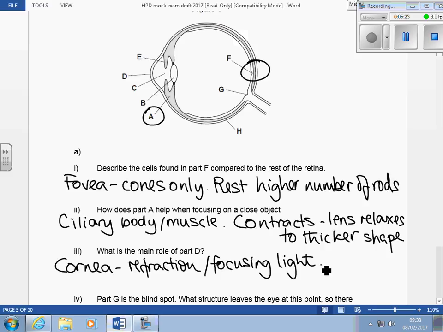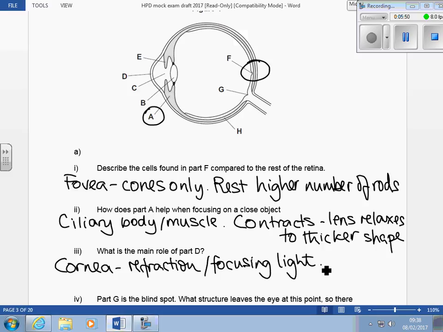Front bit is the cornea. Yeah? It's the front part of the sclera. Sclera is the bit. Yeah, yeah. And then so the sclera is protecting, it's holding the eyeball in shape. And then D, the cornea, is the little window in the front, and light passes through that, and as it does so, it's bent on its way through.